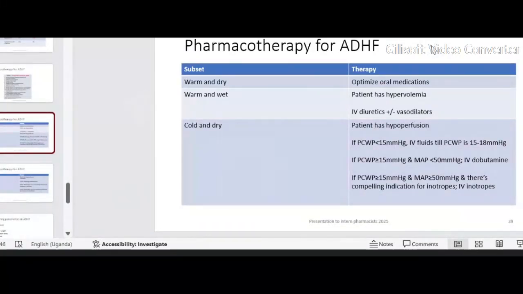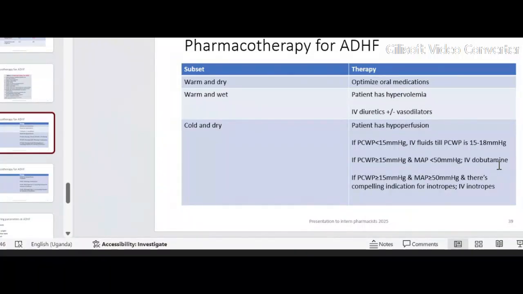PCWP greater than 15, this patient is probably congested. They might not be necessarily congested, greater than 15 but not more than 18. But they have a MAP of less than 50. A MAP of less than 50, this patient needs the vitamin. You need to help the heart pump. The vitamin is an inotrope. You need to help that heart pump better.